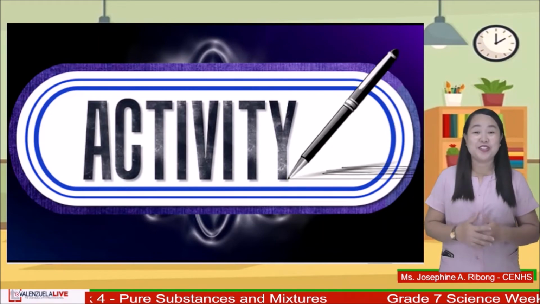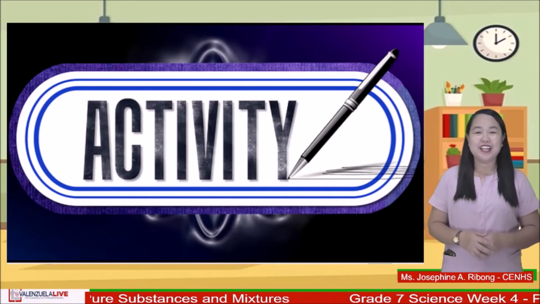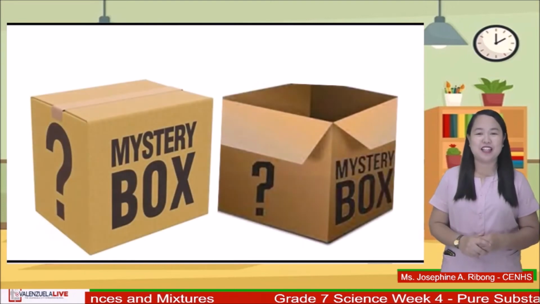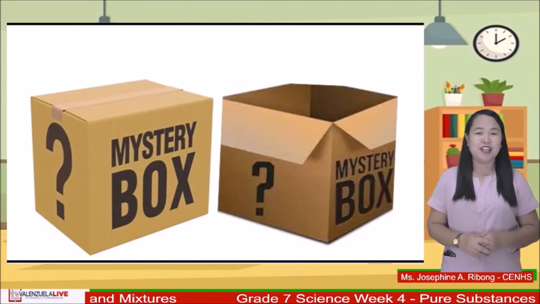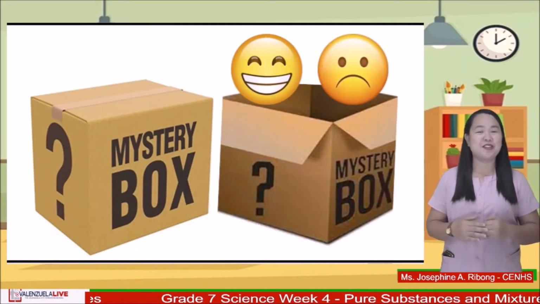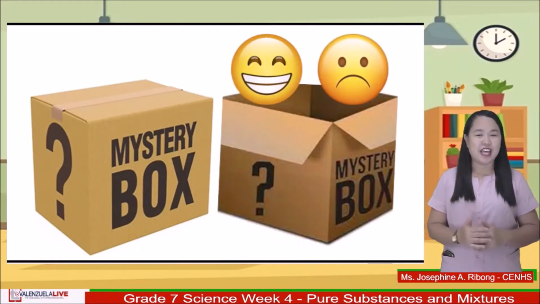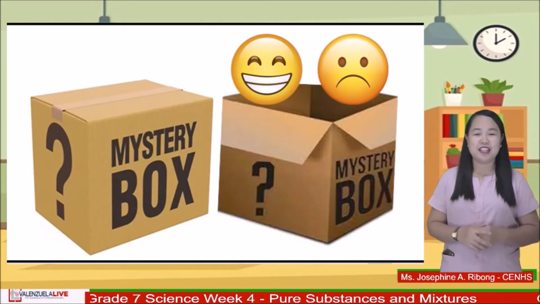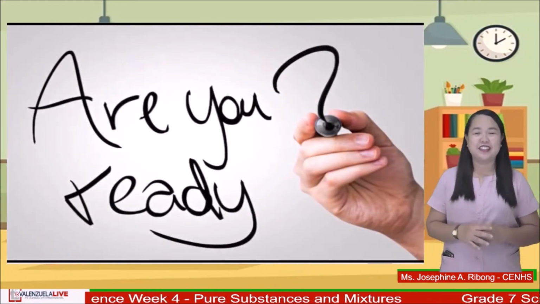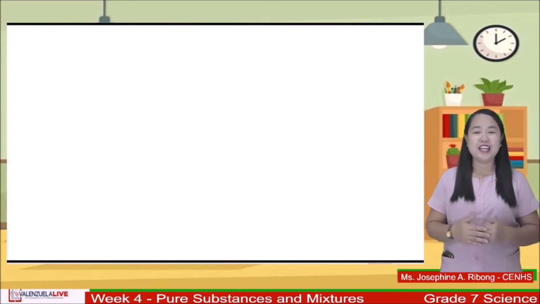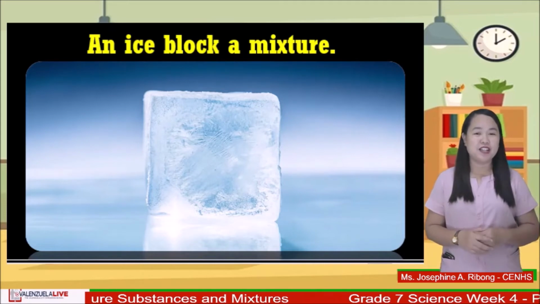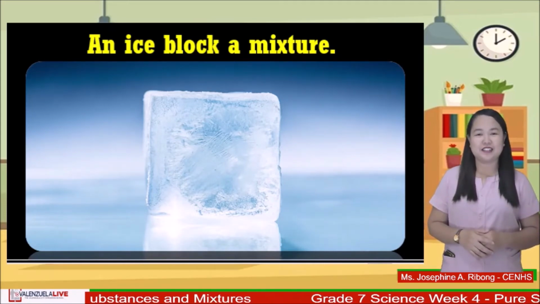And now, to see if you learned a lot today, let's try to answer these activities hidden inside the mystery box. In our first activity, you just have to click the happy emoji if the statement is correct, and click the sad emoji if the statement is incorrect. Are you ready, learners? Number one, an ice block is a mixture. Is it sad face or happy face?